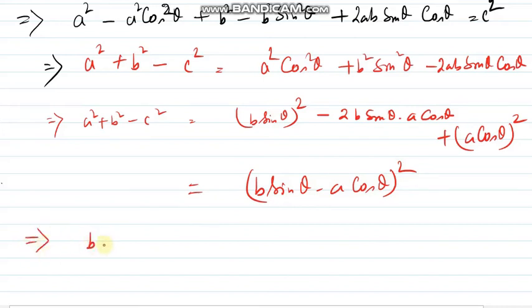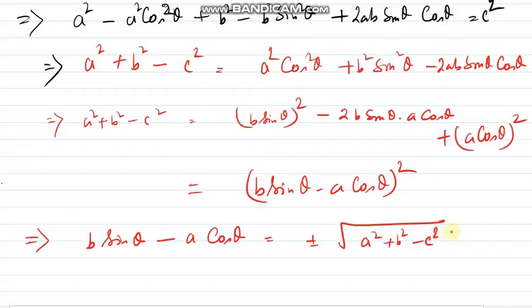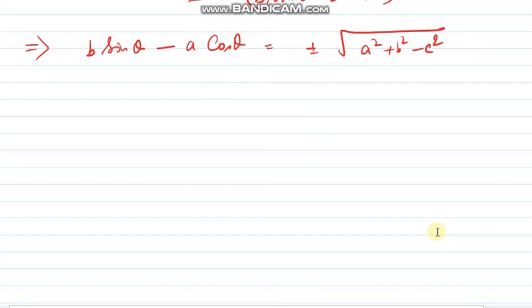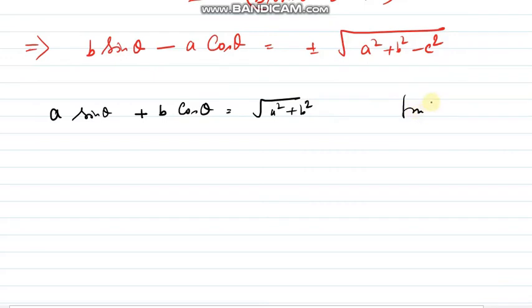So if I take the square root on both sides, b sin theta minus a cos theta will be plus minus root over of a square plus b square minus c square. I am going to use this sum many times. Suppose the sum is given like this: a sin theta plus b cos theta equals root over of a square plus b square. Find the value of tan theta.